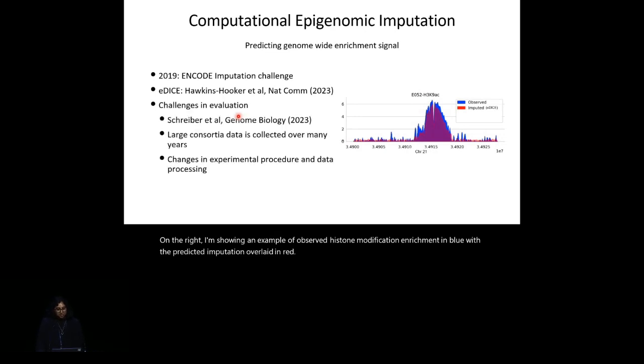However, the competition organizers face challenges with evaluation of submitted models. In their paper, they say that this is because large consortia data is collected over many years, leading to changes in experimental procedures and data processing. And this creates a distributional shift. In this work, we looked into this aspect in more detail.